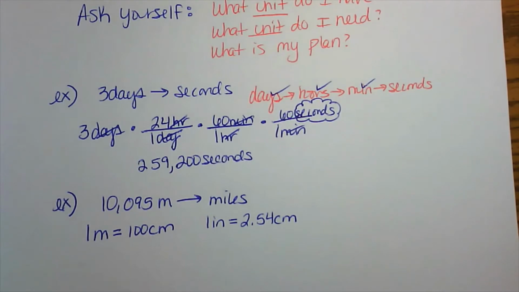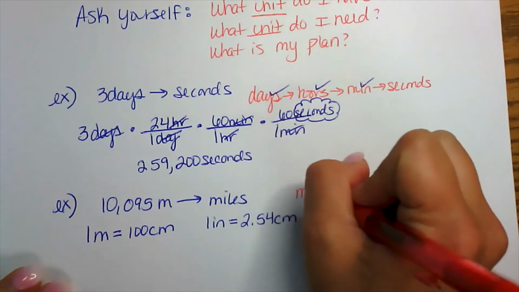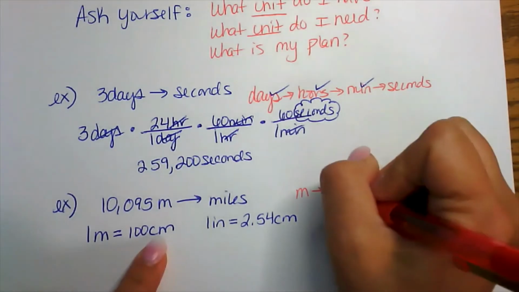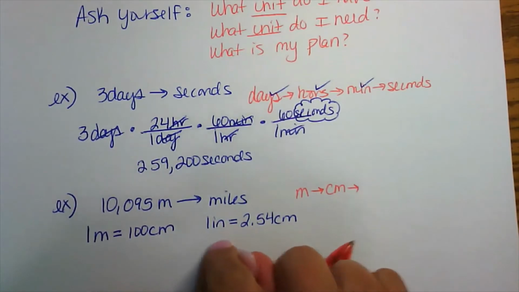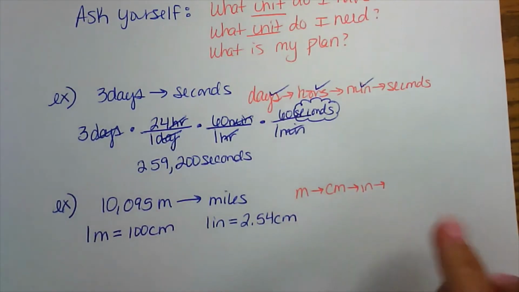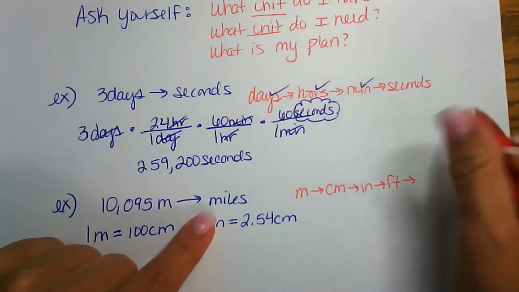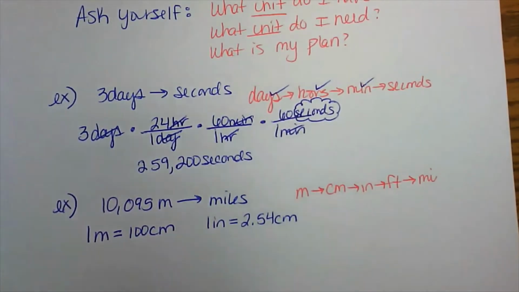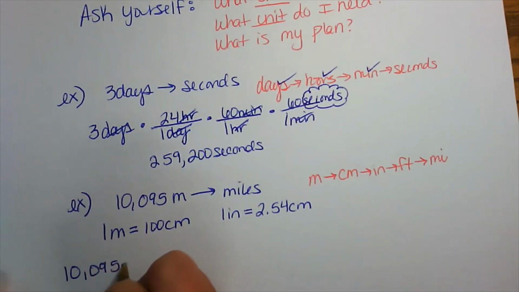Before I start, I need to figure out what my process is going to be. I know that I'm starting with meters. And then I notice meters here, so I'm going to jump, because I'm given the connection, to centimeters. And then I know centimeters is here, so then I'm going to jump from there to inches. I don't have any more connections, but I can think, okay, if I'm ending up in miles, I can go 1 bigger, which is feet, and then finally I will be in miles. Okay, let's get started. So we will have 10,095 meters.